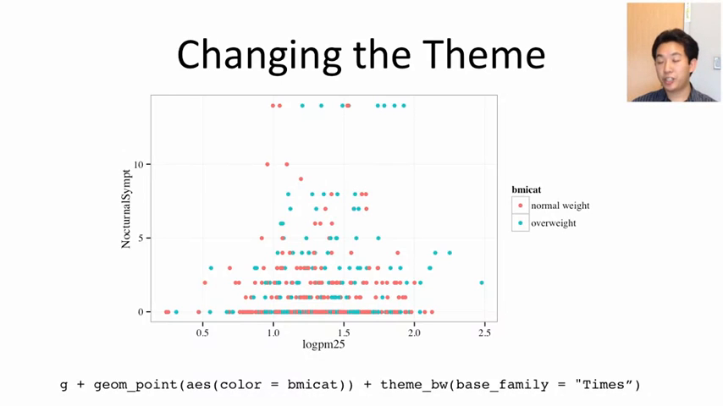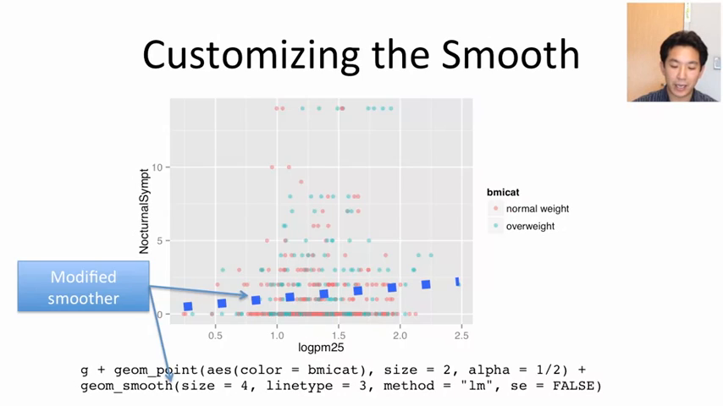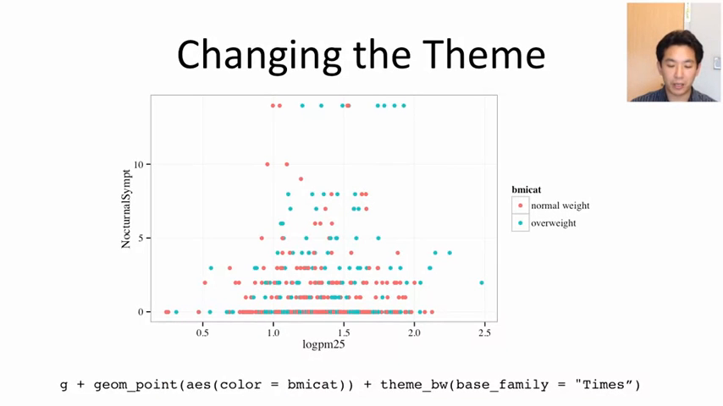Another thing you can do is just change the overall theme. With the default theme, if you look at the previous slide, you can see that there's a gray background with white grid lines. There are solid, thicker white lines for larger intervals, and thinner white lines for smaller intervals. If you don't like that background, you can change it to a more basic black and white background. This is the theme_bw theme.